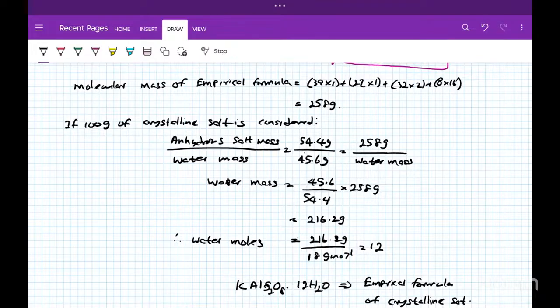Here also the same scenario actually. This is also an ionic compound, which we have done in this question. This one is also an ionic compound. So that's why the empirical formula is equal to the molecular formula. It is not given, but you can proceed with the empirical formula.